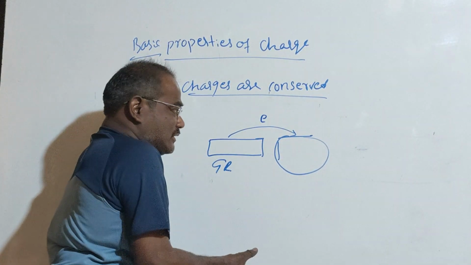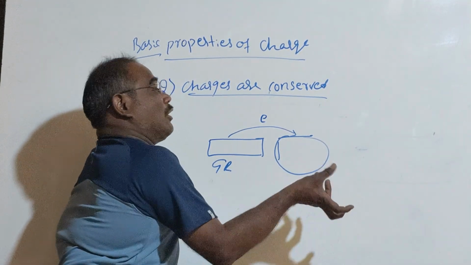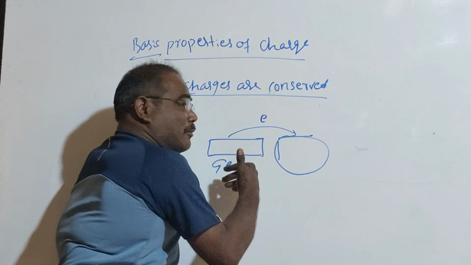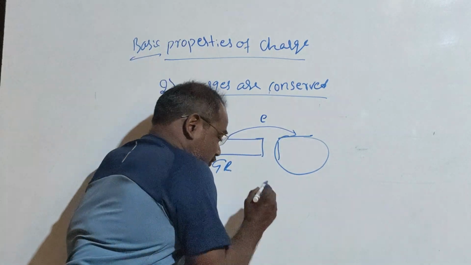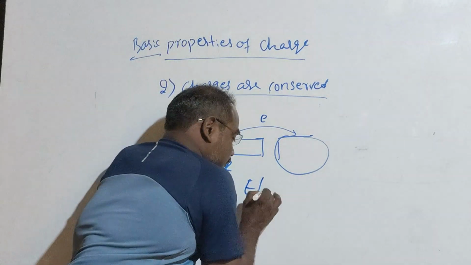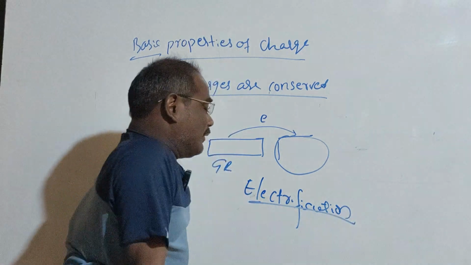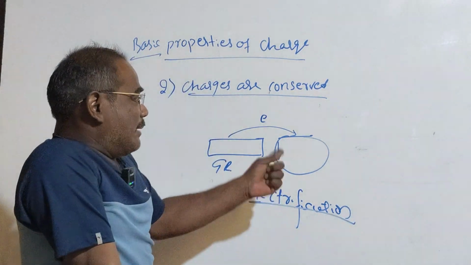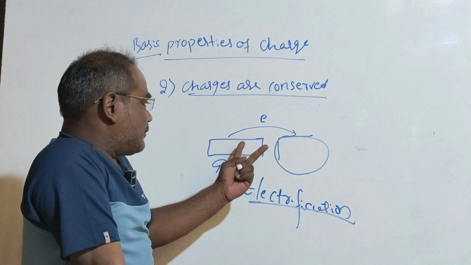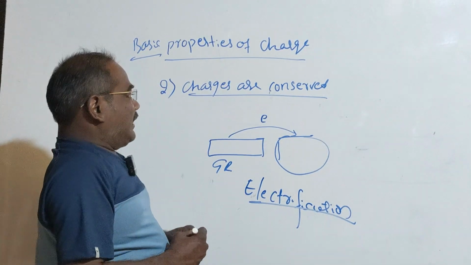It means the total net charge of an isolated system is always conserved. You cannot destroy or create the charge, but you can only transfer from one body to another body. How can you transfer a charge from one body to another body? By the process of electrification. Electrification can be done by rubbing each other. By rubbing two bodies, there is a transfer of electrons from one body to another body, which is called electrification. This is the second property of a charge.